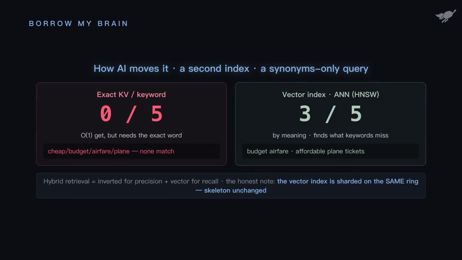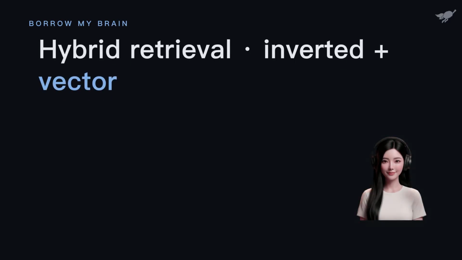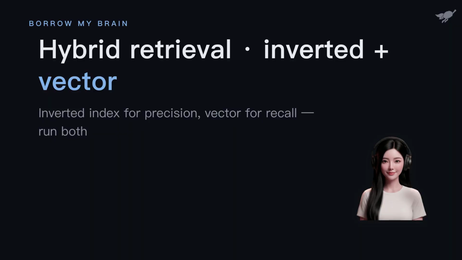Vector index, ANN, by meaning. 3 out of 5, pulling back budget airfare and affordable plane tickets. A modern search KV runs both. The inverted index keeps it exact, vectors keep the recall, hybrid retrieval.